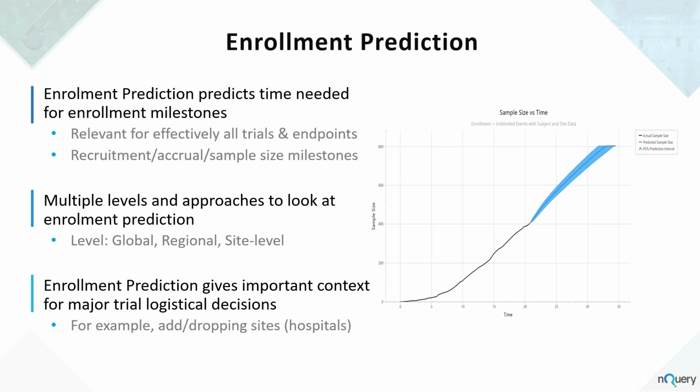And as I mentioned, there are multiple levels and approaches that you could take to look at enrollment prediction. If you really want to get into the weeds and deal with things like screening and the actual process of getting a site up and running, you can go down to that level. There is other specialized software for that, which is more focused on the logistical side rather than the statistical modeling side.